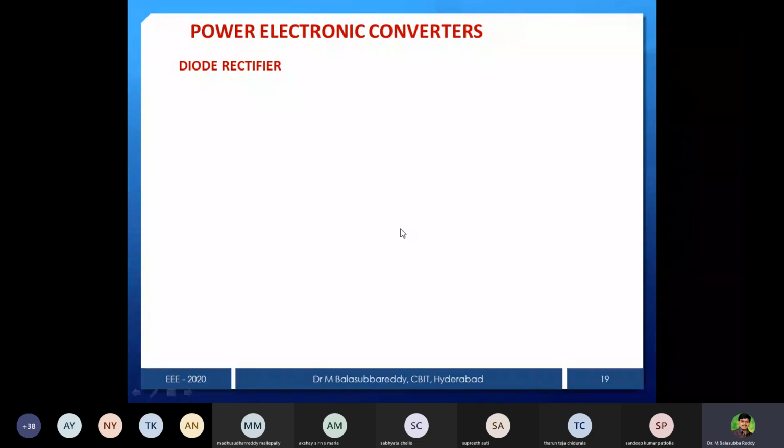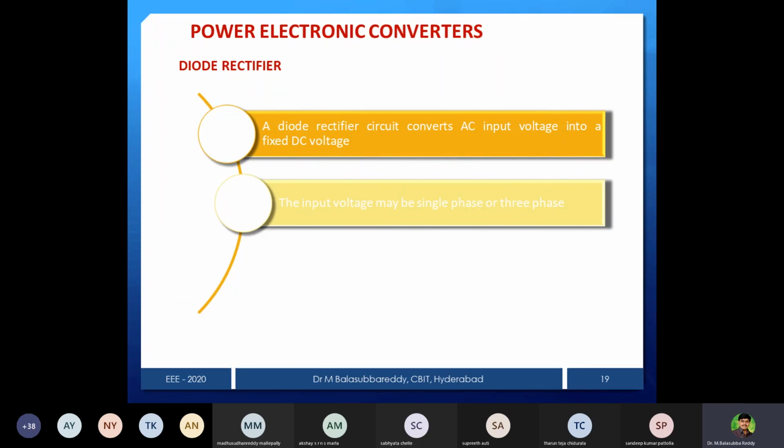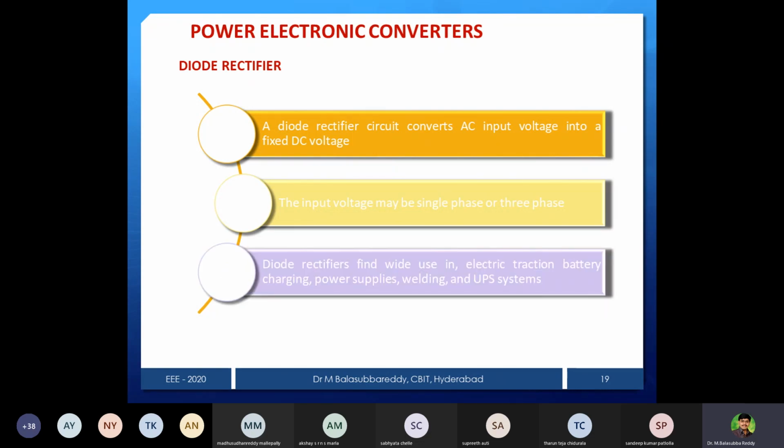And then diode rectifiers. As you know, there are different types of diode rectifiers, but the function is to convert AC to a fixed DC. So that is the major function of a diode rectifier. The input voltage may be single phase or 3 phase. I told you, if we need more output voltage or a high rating application, preferably the input must be a 3 phase AC supply. Otherwise, it is a single phase AC supply.